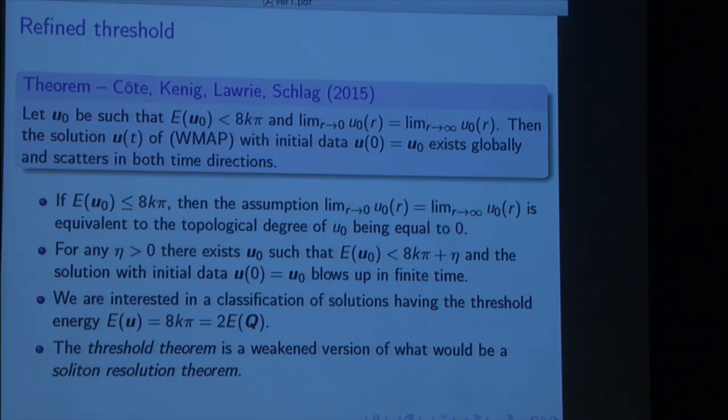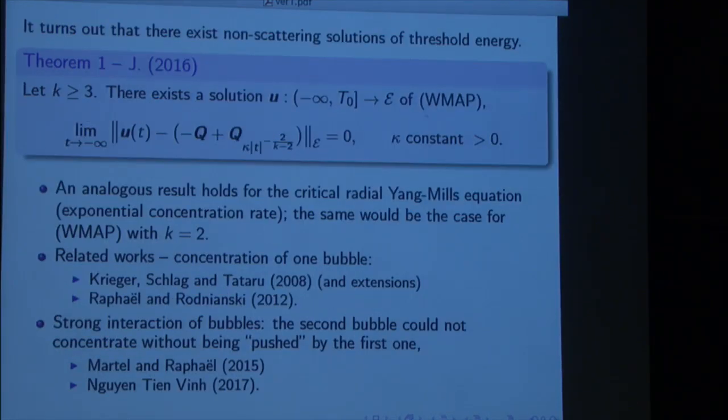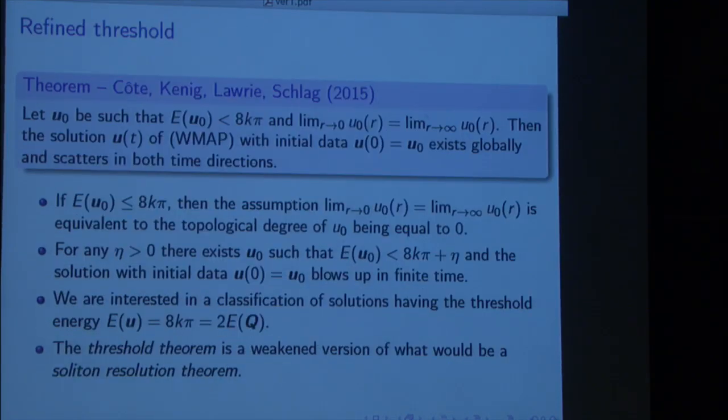Okay, so these two theorems are instances of an attempt to solve the soliton resolution conjecture, because the soliton resolution theorem would imply both these results quite easily, but here we have weaker results. But okay, I don't want to talk too much about the soliton resolution conjecture here. So I'm considering solutions which have exactly this threshold energy 8kπ, and I want to understand what can happen at exactly this energy.